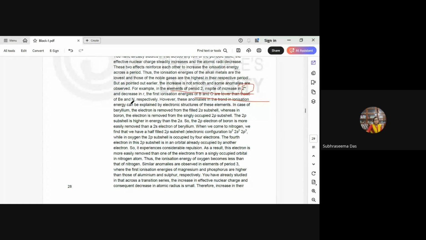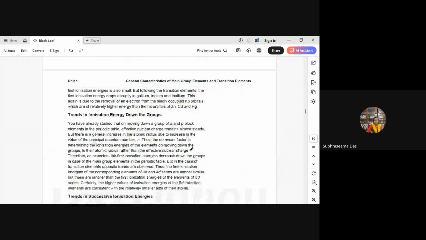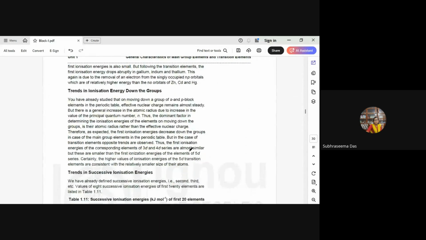When we look into beryllium, the outer electron is removed from the filled 2s orbital, whereas in boron the electron is removed from the singly occupied 2p orbital. The 2p subshell is higher in energy than 2s, so the 2p electron is more easily removed than the 2s electron of beryllium. Thus, looking at the electronic configuration, we can say which requires more ionization energy and where less is required.